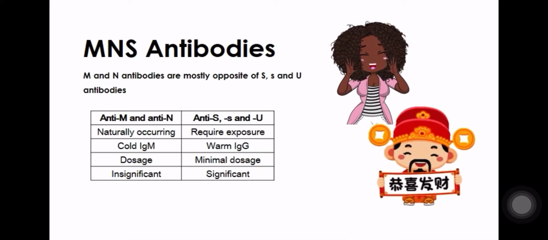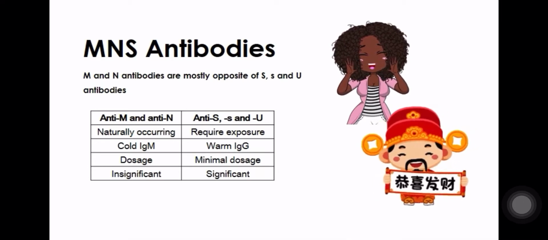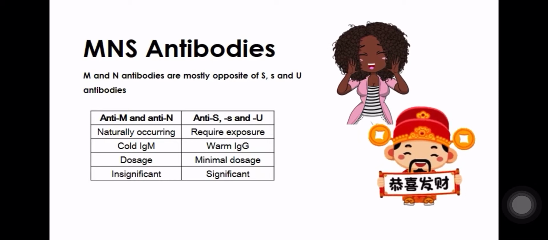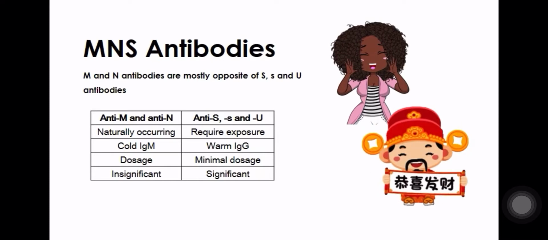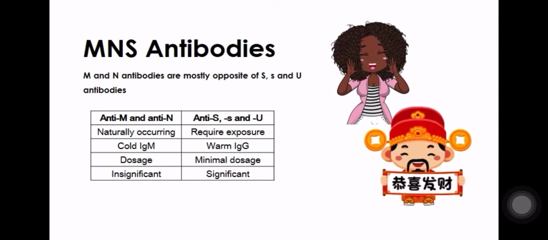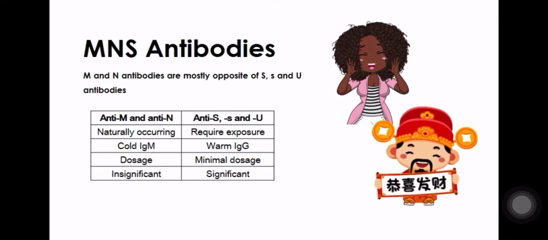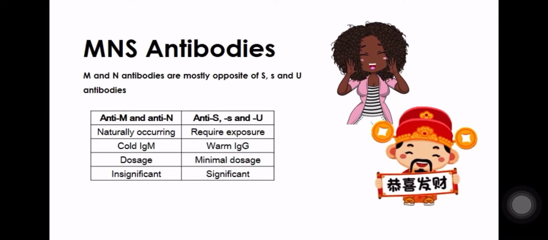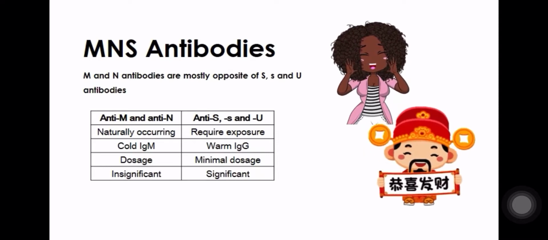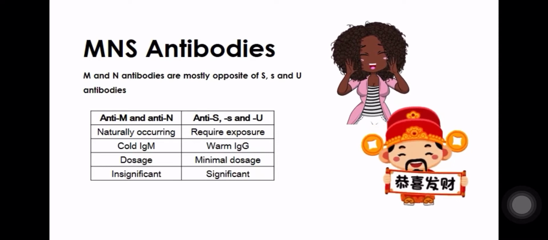Anti-M and anti-N are of the IgM type, so they are called cold antibodies. Anti-S and anti-U are of the IgG type, so they are warm antibodies. Anti-M and anti-N show dosage, and anti-S and anti-U show minimal dosage. Anti-M and anti-N are clinically insignificant, whereas anti-S and anti-U are clinically significant antibodies.